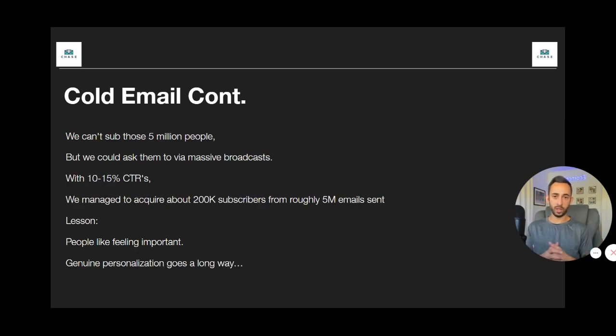And again, obviously we can't have all these 5 million people automatically opt in. That's not allowed. But we asked them to via highly targeted outbound messages that were personalized, and we were only inviting them to join a community. We were seeing 10 to 15% click-throughs and 10 to 15% replies. And we managed to acquire about 200,000 subscribers from about 5 million emails sent.